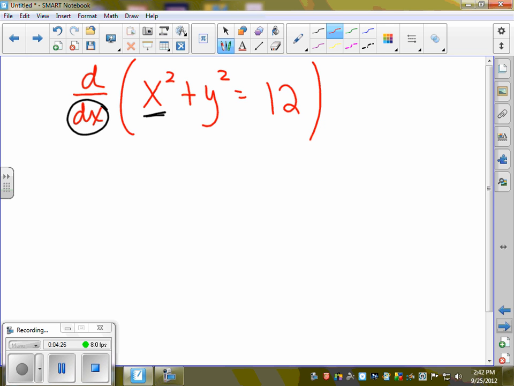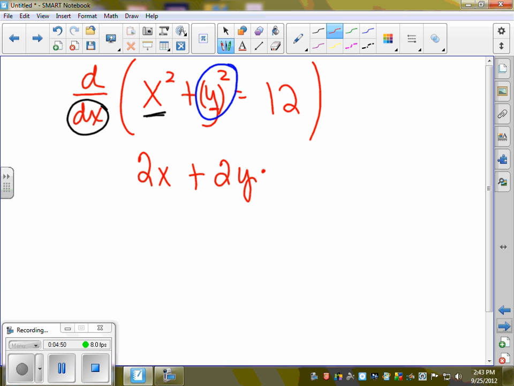The derivative of x squared would be 2x plus. Now here's where it gets a little weird. Okay, you got y squared, but we're taking the derivative with respect to x. So this is going to be a kind of a chain rule problem. So what's the derivative of something squared? It would be 2 something, so it's 2y, times the derivative of the something.